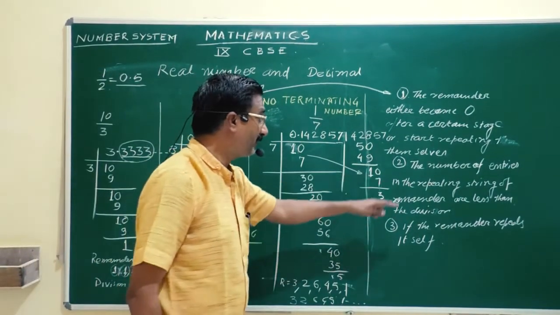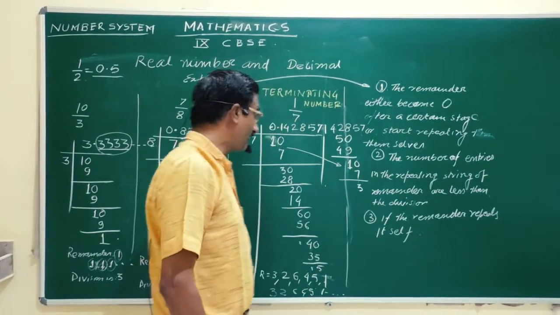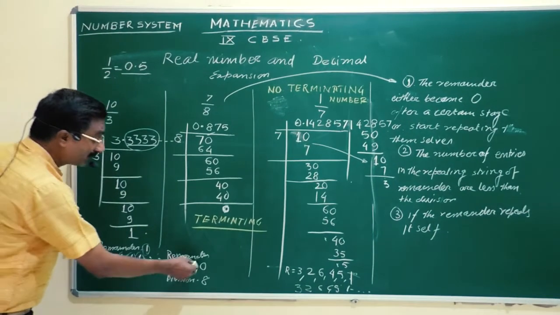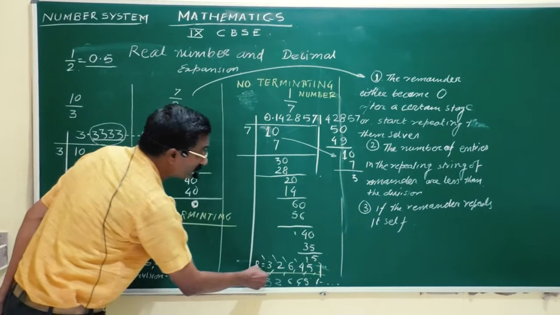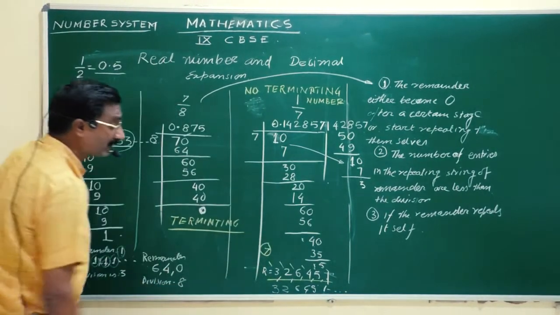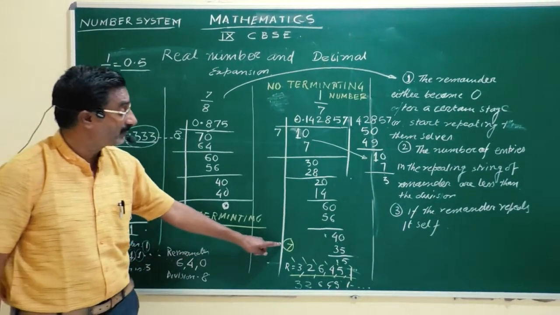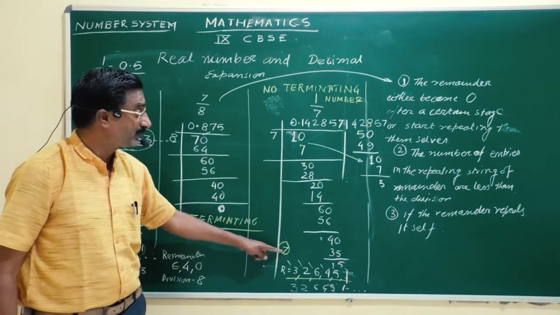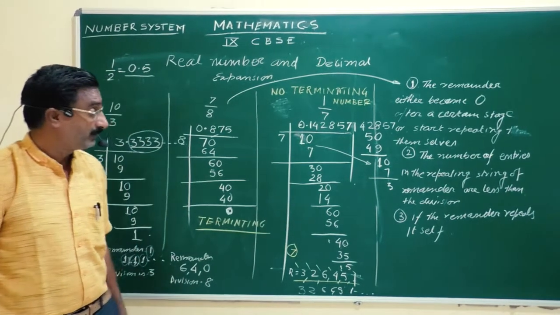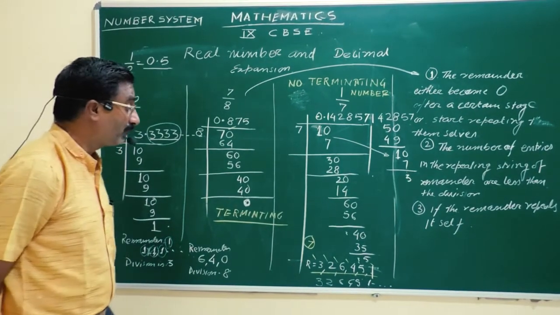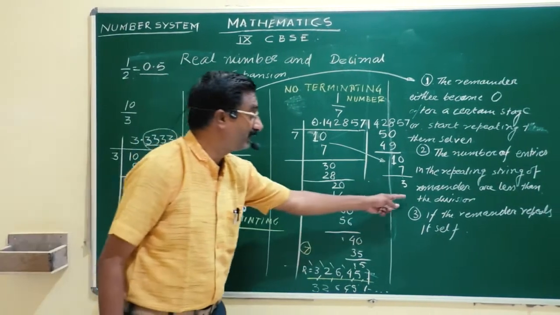The number of entries in the repetitive string of remainders is less than the divisor. The values here, 3, 2, 6, 4, 5, 1, are all less than 7. There is no value more than or equal to 7. Why? Because if the remainder were 7, it would become 0, completely divided. If it were 8, you have done the wrong calculation, because the remainder will never be more than the divisor. So all these values are less, and this is repetitive in nature.